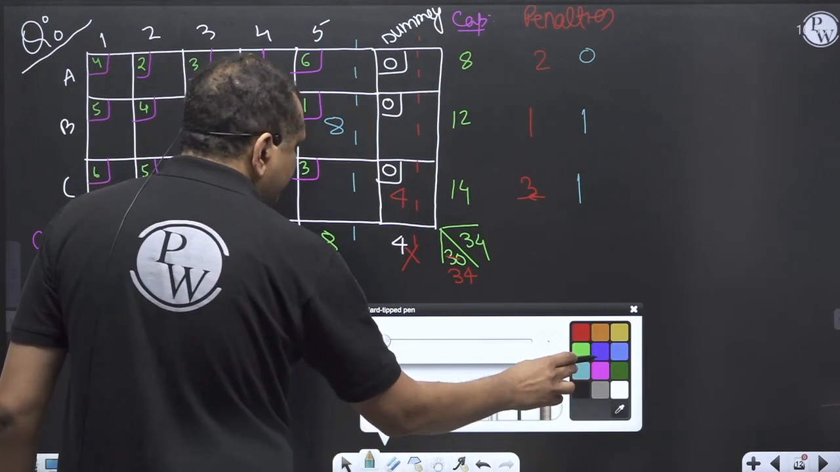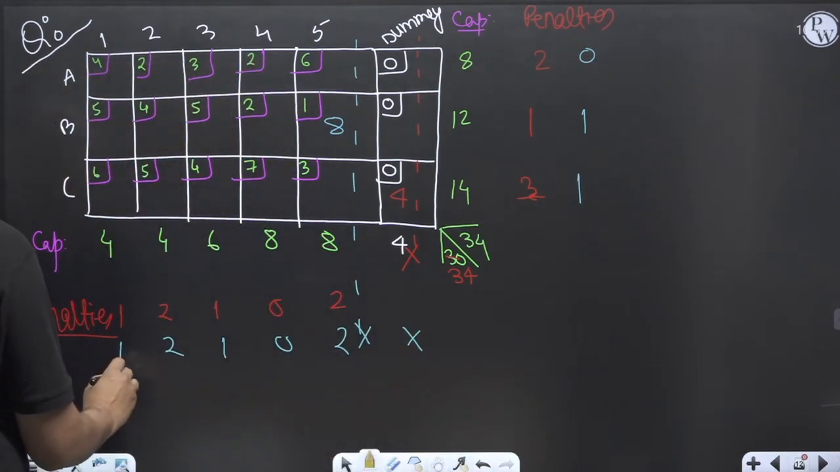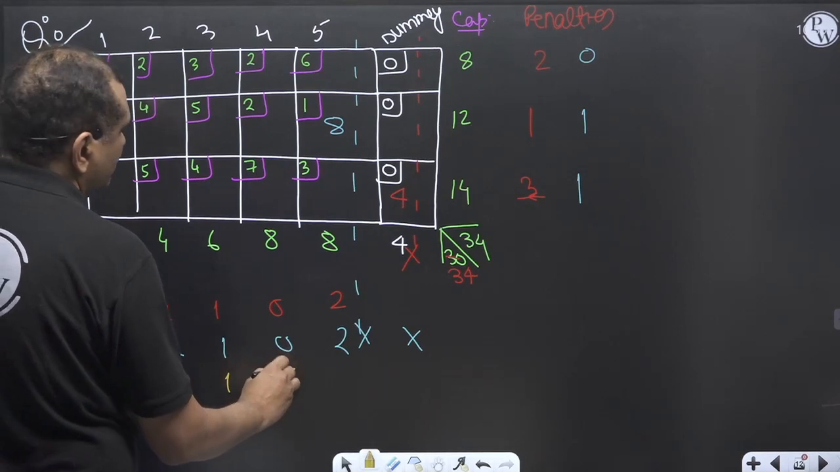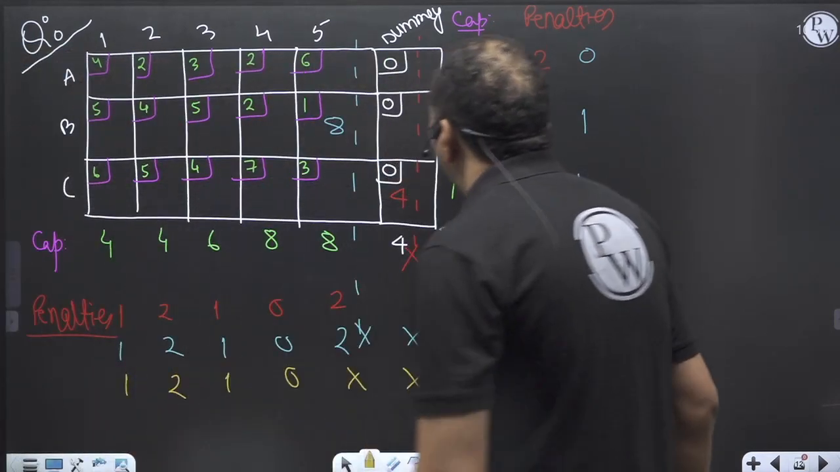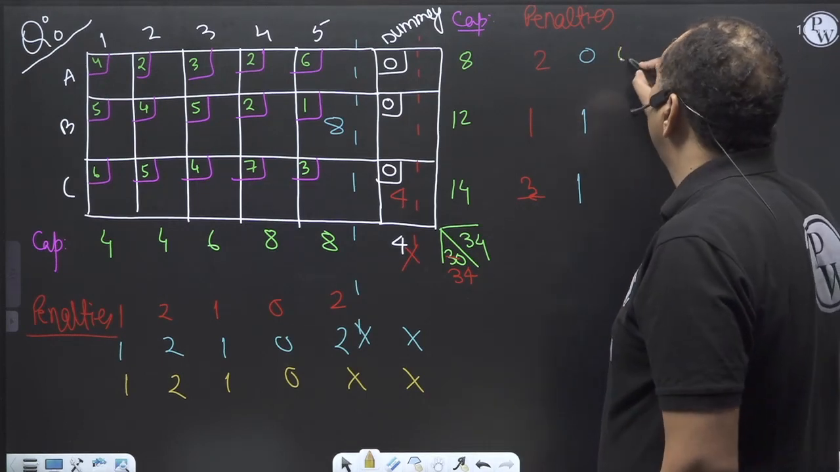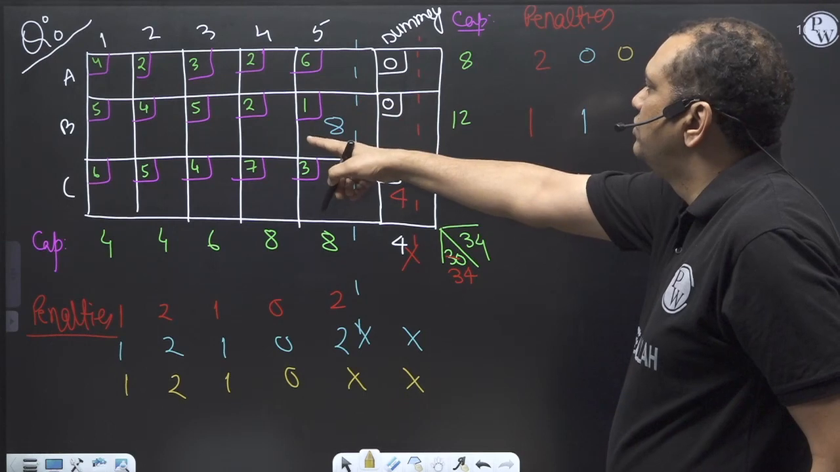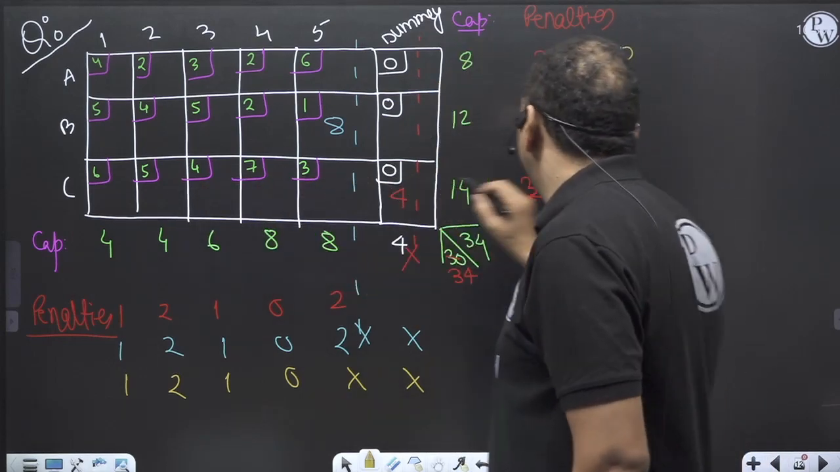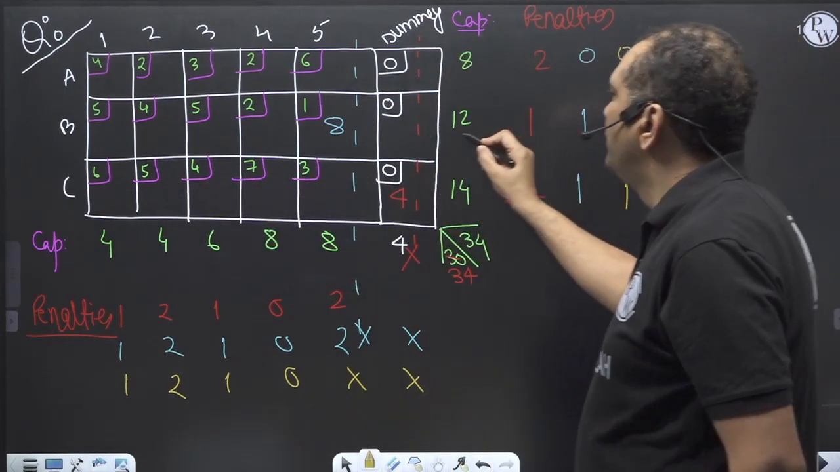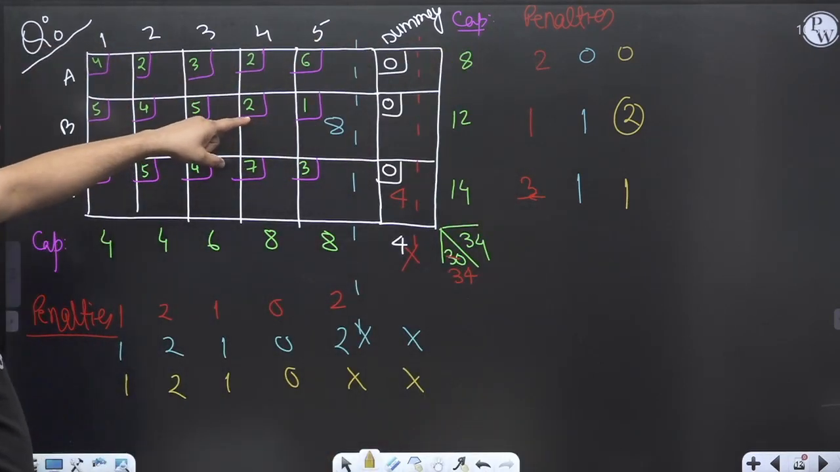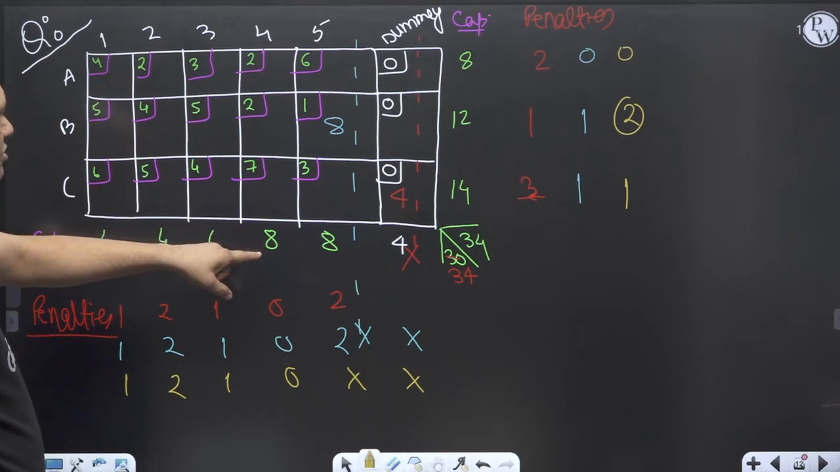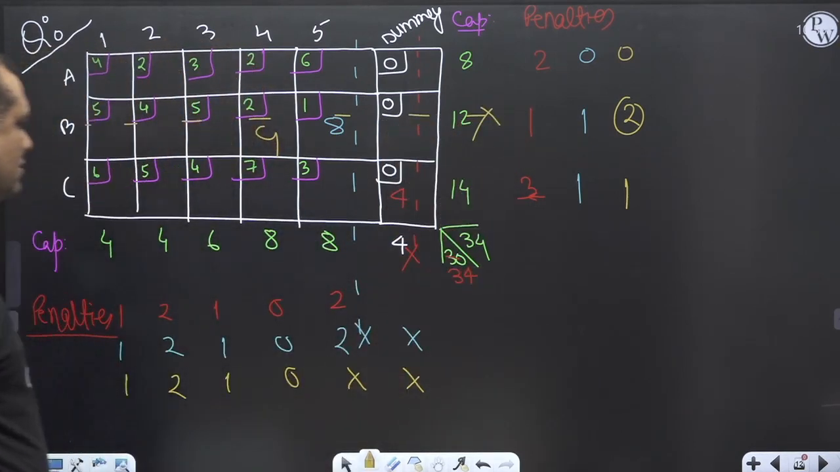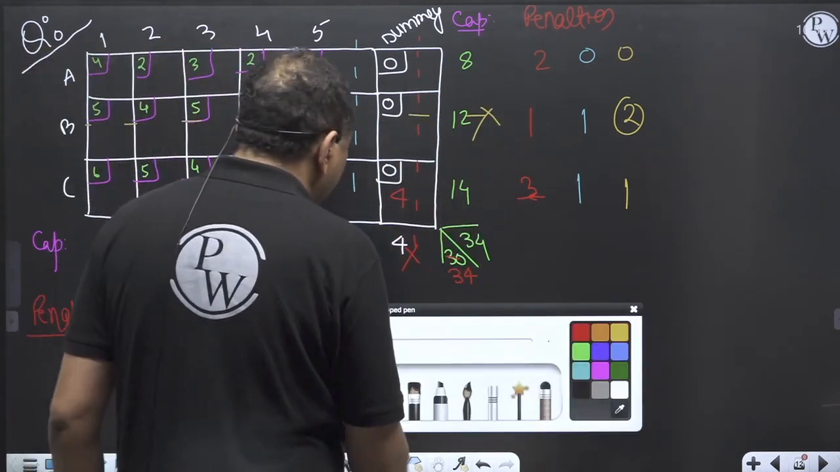I'm going by the procedure. Even the solution will not change. Penalty is 1, 2, 1, 0, no penalty, no penalty. Now here penalties will be 0, 2, 2, 2, 4, 2, and here 4 and 5, 1. Select this penalty. Minimum transportation cost is 2. Allocate as much as you can. So 8 column capacity, but left out is only 4.